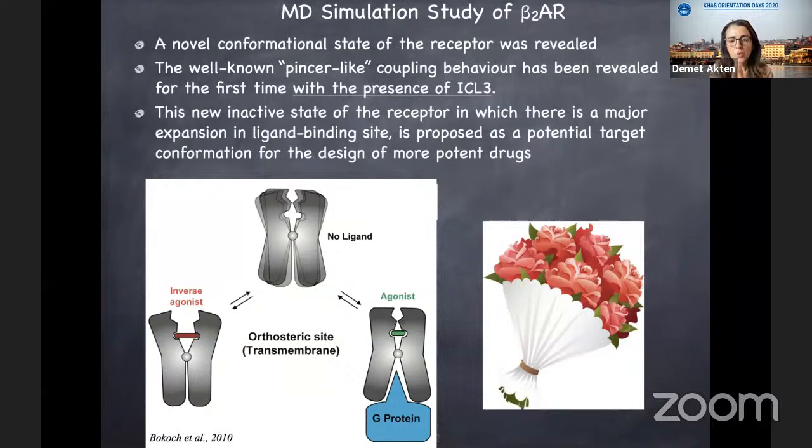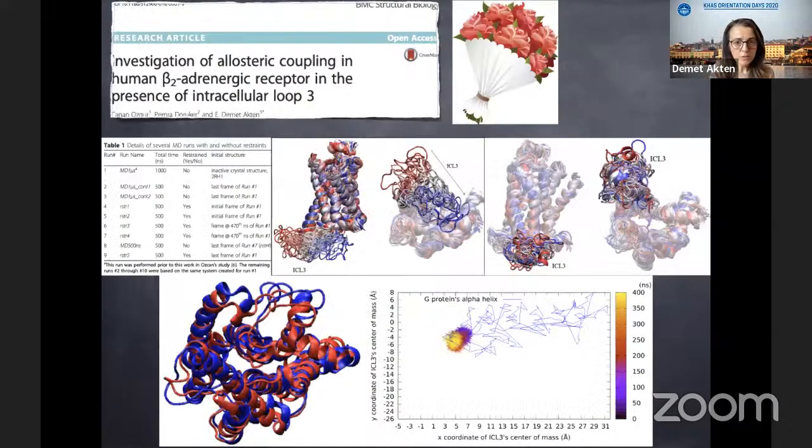Our new inactive state was proposed as a new target site, because now we have a very different conformation of the binding site, which is much more extended than the previous conformations. The expanded size allows us to maybe screen different drug candidates, much larger in size than previously, because they will fit into that binding cavity more easily. So when you screen to find a novel drug candidate, it is much more advisable to try alternative conformations for your protein.